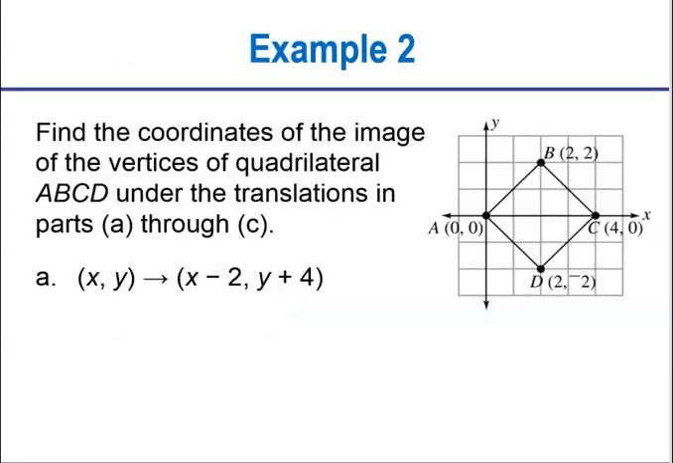So here's example 2. Find the coordinates of the image of the vertices of quadrilateral A, B, C, D under the translations in parts A through C. Of course, I have just part A right here.